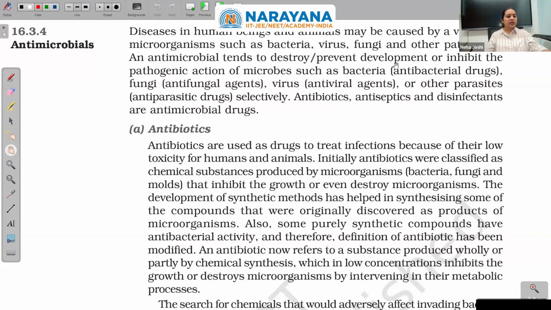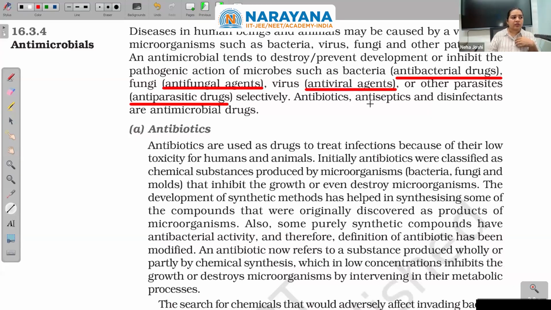Different things like these can cause disease in us. And antimicrobials tend to destroy or prevent development or inhibit the pathogenic action of microbes such as bacteria, antibacterial drugs, antifungal agents. These are what we will need. Antiviral agents or other parasites, antiparasitic drugs selectively. Now, which disease is caused by what microorganism? On the basis of that, we decide whether we need antibacterial, antifungal, antiviral, or antiparasitic drugs.